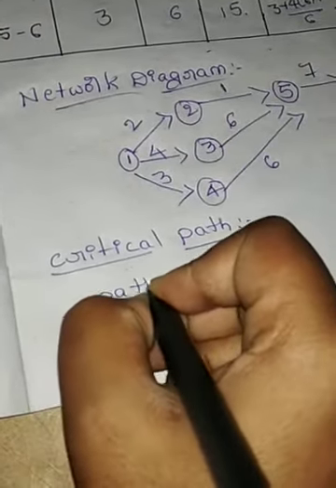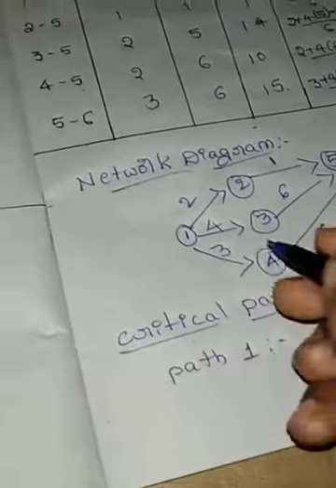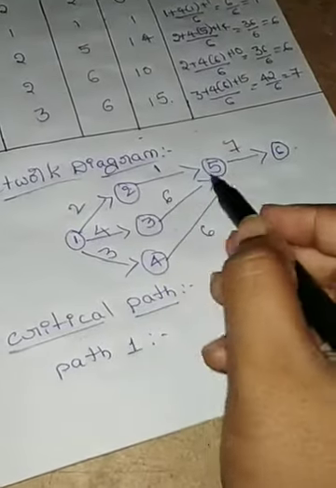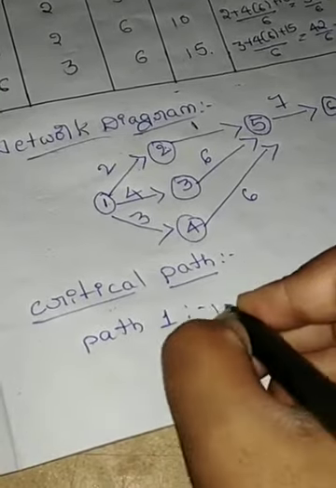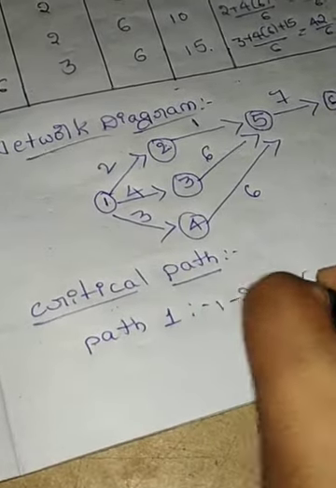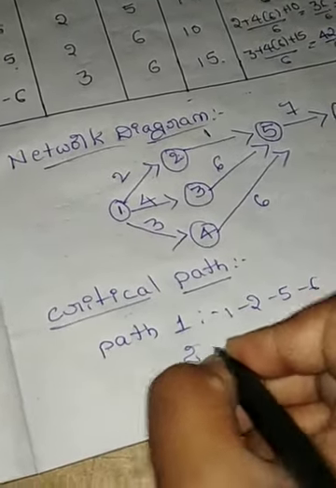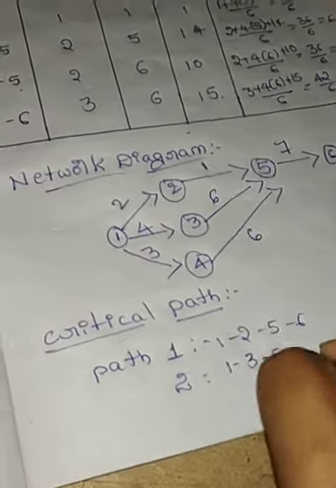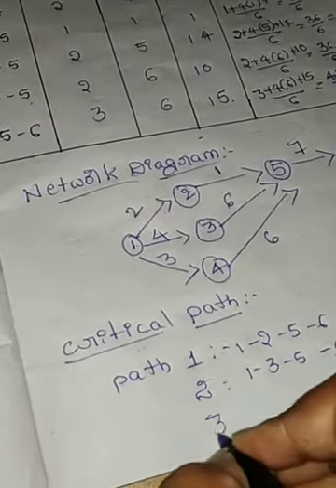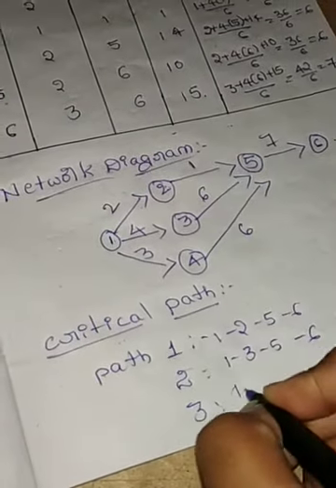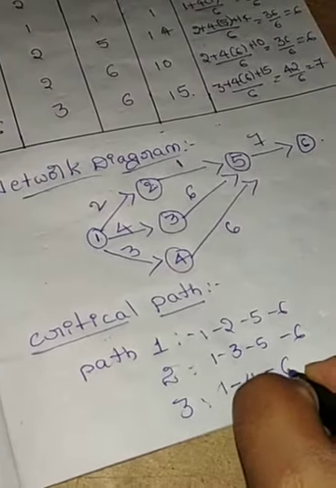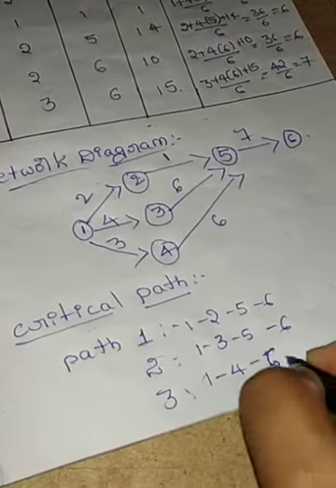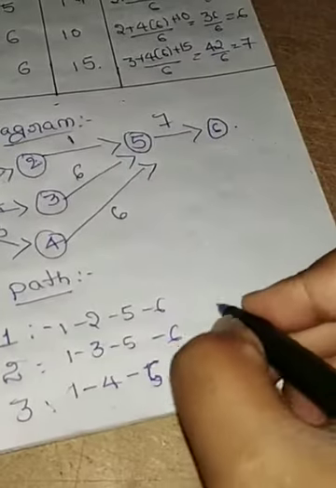Path 1. Okay, path 1: 1 to 2, 2 to 5, 5 to 6. Path 2: 1 to 3, 3 to 5, 5 to 6. Path 3: 1 to 4, 4 to 5, 5 to 6.